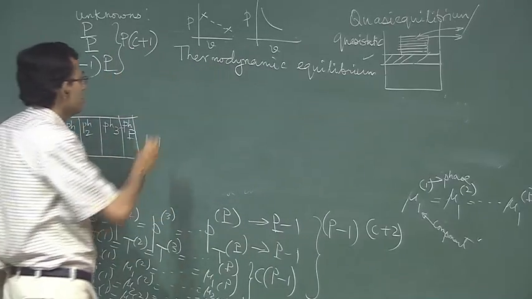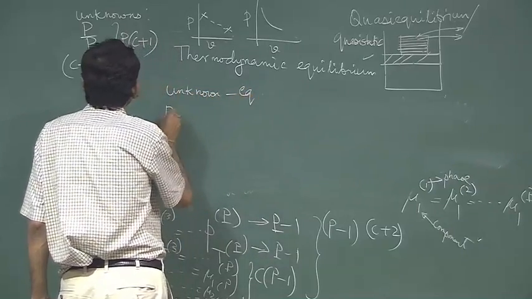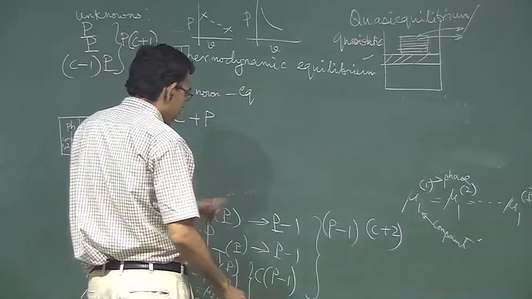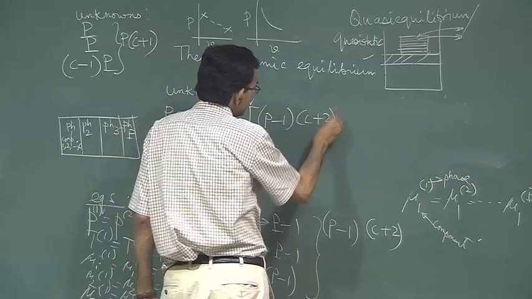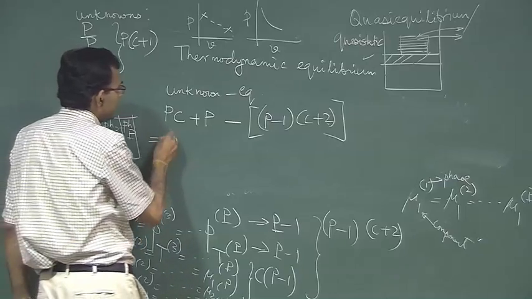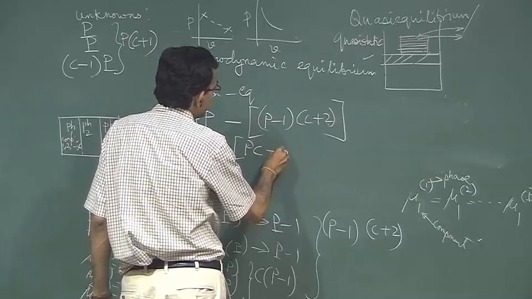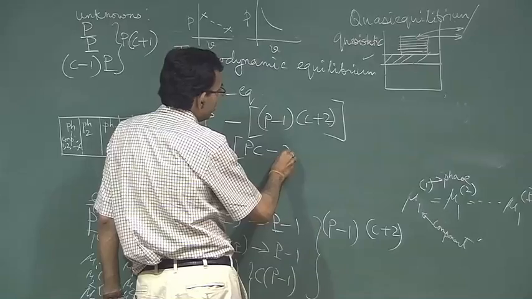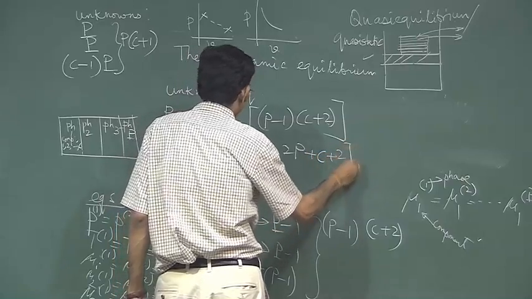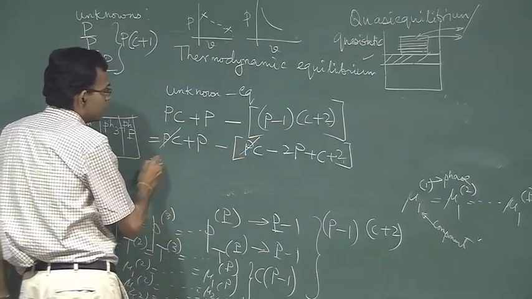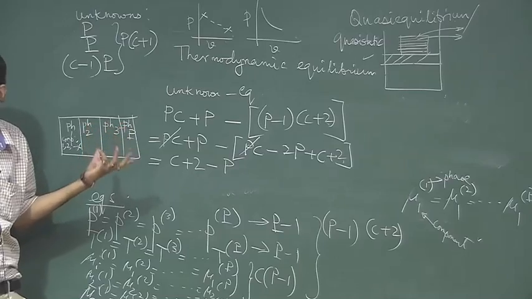So, unknowns minus number of independent equations; let us see which one is more. Unknowns are PC plus P, and the number of equations is P minus 1 into C plus 2. So PC plus P minus PC minus 2P plus C plus 2. PC gets cancelled, so this is C plus 2 minus P. This is called the degree of freedom.